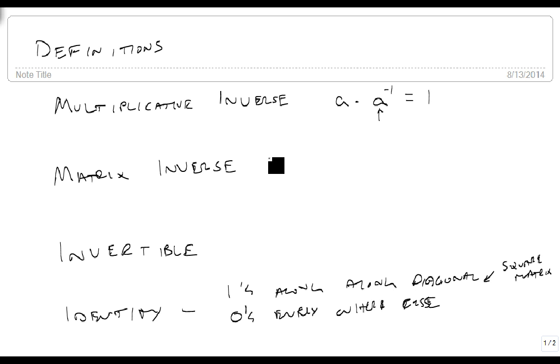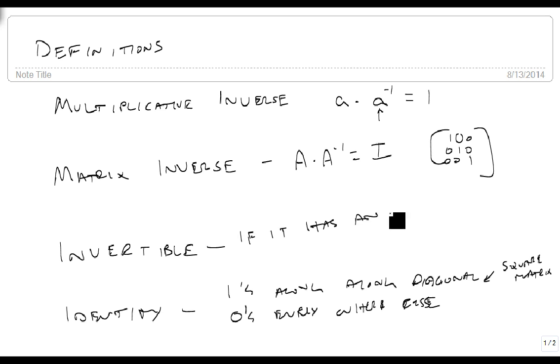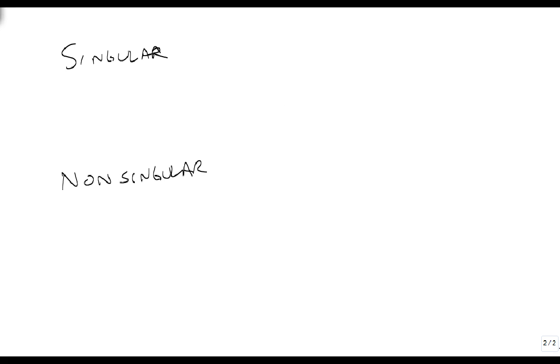So a matrix inverse is what do I multiply A by so that I can get that identity matrix? What do I need to multiply by so that I get this guy, somebody with ones along all of the diagonals and zeros everywhere else? And a matrix is said to be invertible if it has an inverse. In other words, if I can multiply something by something else and get the identity matrix, then it is invertible. That's also where singular and non-singular come in.